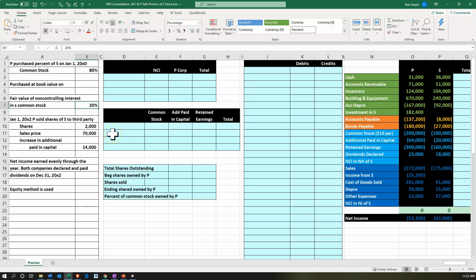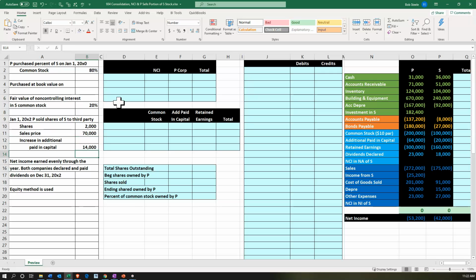Then on January 1st, 20X2, P sold shares of S to a third party. So now P is going to sell some of the shares of S. They're going to sell 2,000 shares. So they're still going to have a controlling interest after that point. But now the difference between the controlling and non-controlling interest is going to change after that sale happens. So the sales price is going to be the $70,000. The increase in the additional paid in capital is going to be the $14,000.